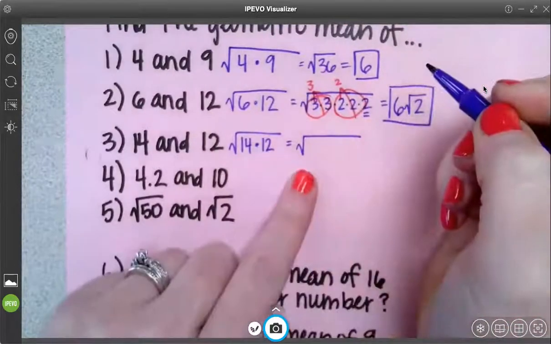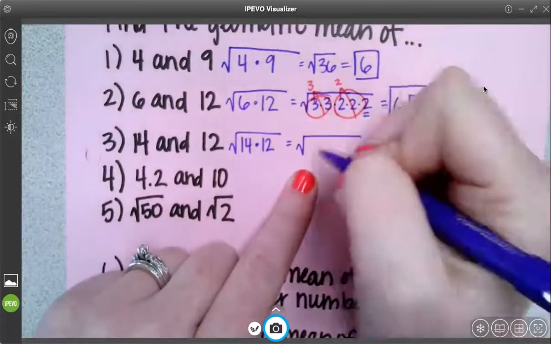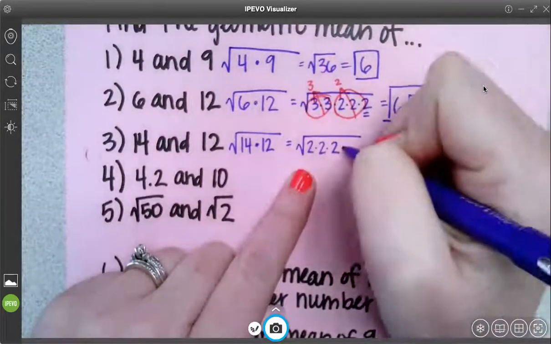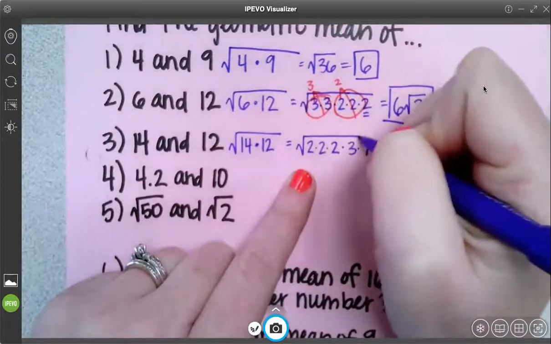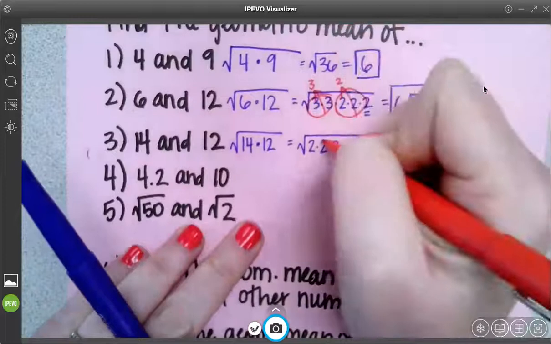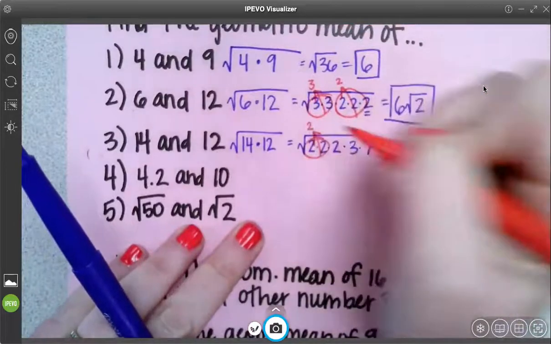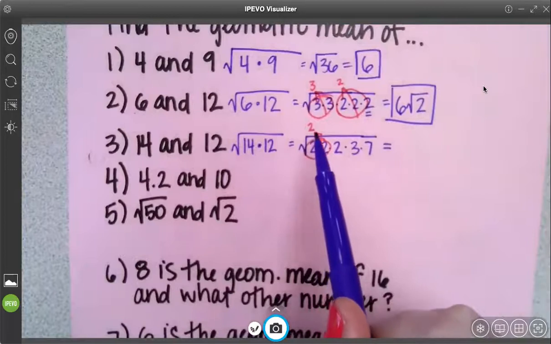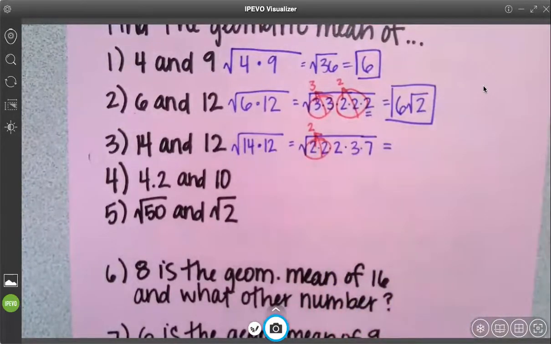So this is 2 cubed times 3 times 7. There's our 2 cubed times 3 times 7. Only one little set of numbers gets to come out. So I'm going to give you a second to write the simplified answer. Remember, whatever is out here, this gets to come out of the radical, and then whatever's under here has to multiply back together.